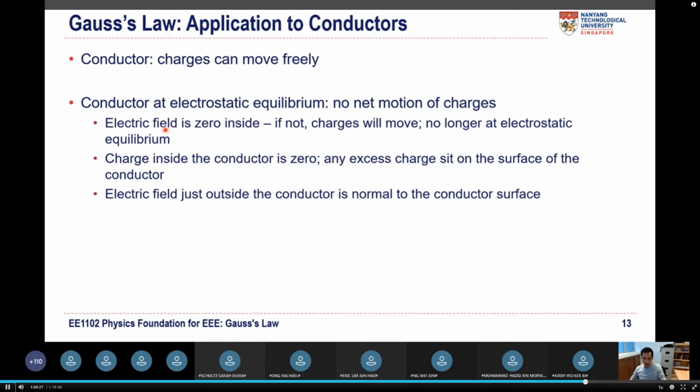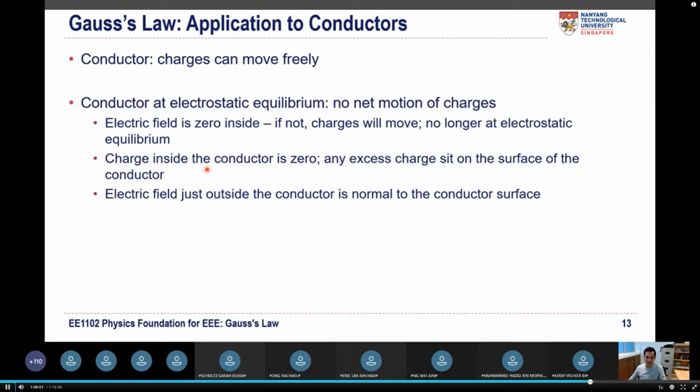And when you have electrostatic equilibrium, your electric field inside the conductor is going to be zero, everywhere inside the conductor. If it's not zero, charges will move around because they are free to move, and that means there's no longer electrostatic equilibrium. So once you reach electrostatic equilibrium, the charges will not move anymore.